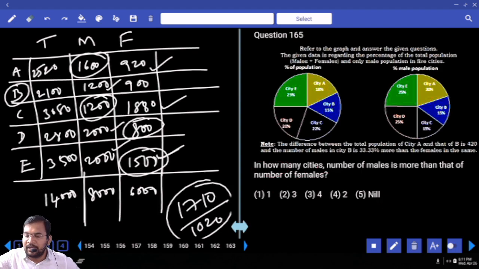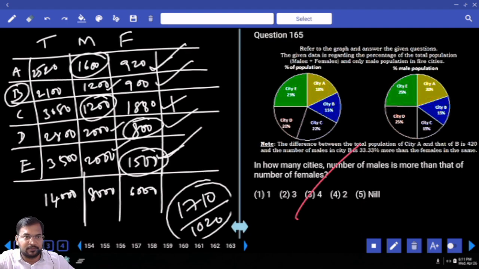Next one. In how many cities is the number of males more than the number of females? Yes, the first city is more. Second city is more. Third city is no. Fourth city. Fifth city. Total how many cities? 4 cities.